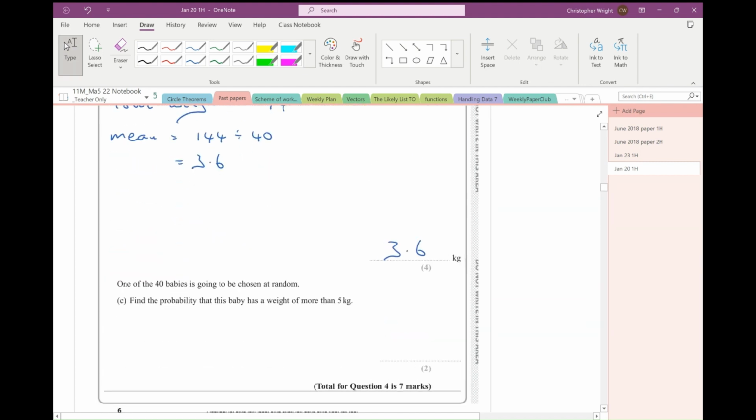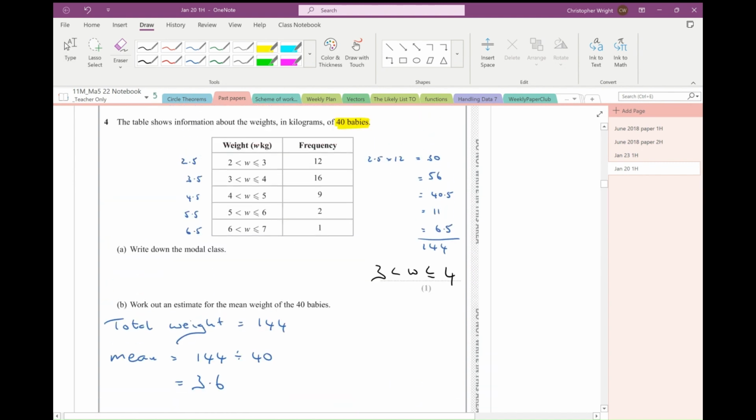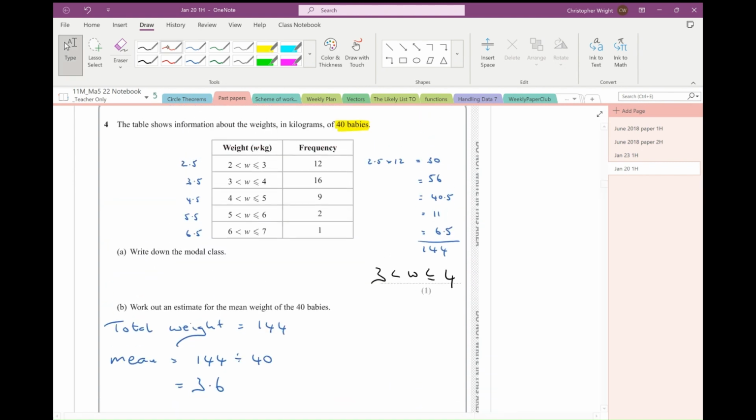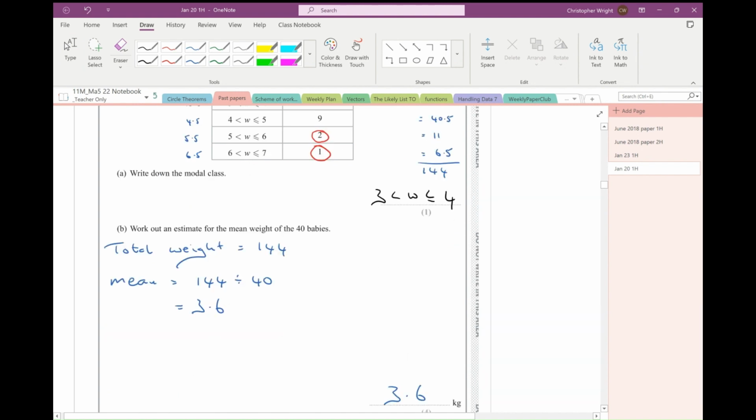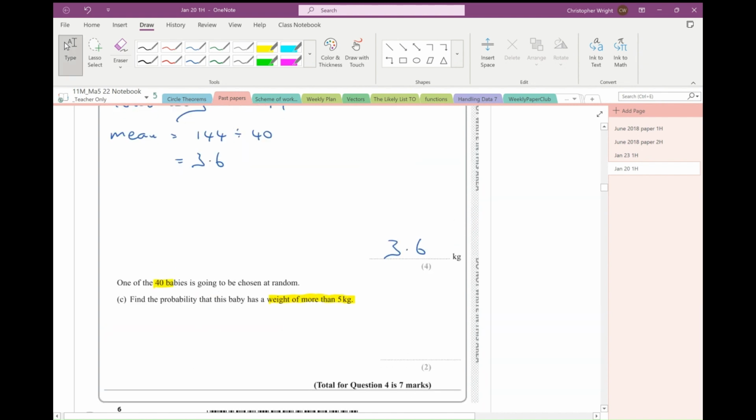One of the 40 babies is going to be chosen at random. Find the probability that the baby has a weight of more than 5 kilograms. Let's have a look. How many babies have a weight of more than 5 kilograms? Well, these two do, and so does that one. So there are 3 babies out of the 40 who have a weight of more than 5 kilograms. So my answer is 3/40.